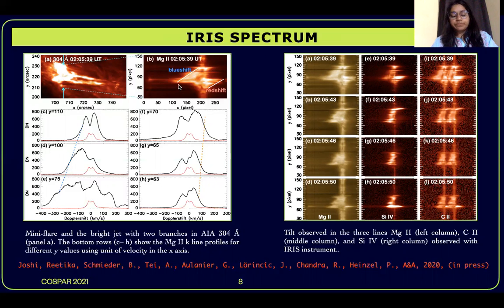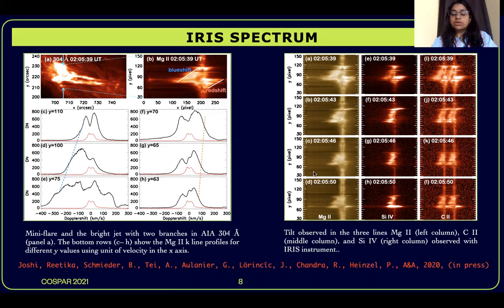We see that there is a blue shift as well as red shift in the magnesium spectrum, and the absorption is seen here. So it is the case in all the wavelengths: for magnesium, for silicon, and for carbon. As I have mentioned earlier, there are 4 slit positions. So this is for slit 1, slit 2, slit 3, and slit 4.